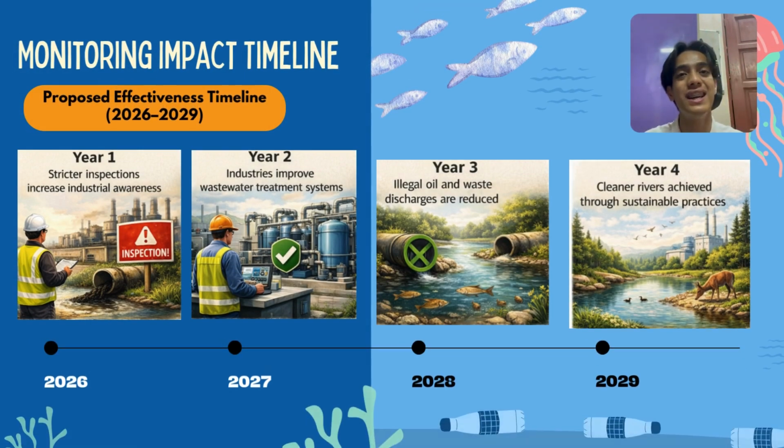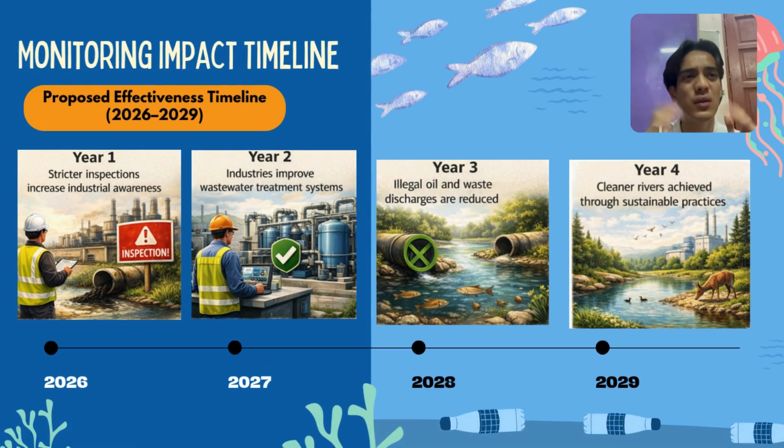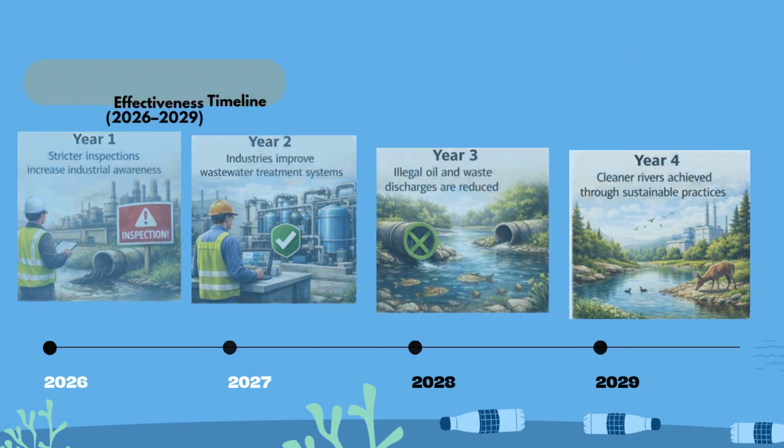Just like you guys can see, I'm using an AI to generate a view four years into the future, showing what happens if DOE, the Department of Environment, takes action and carries out strict inspection toward the industrial area, just like at Shah Alam, because Shah Alam has a lot of industrial areas and a lot of discharge toward the Klang River. So as you guys can see, year 1, year 2, year 3, and year 4, even though it takes time, four years, it still gives a good impact.